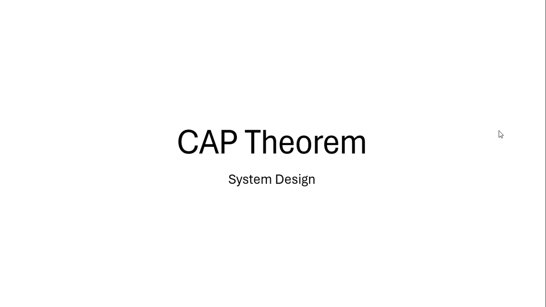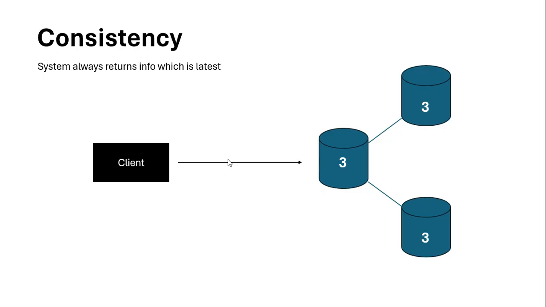Hi, so in this video, we are going to learn about CAP theorem. Before moving to the CAP theorem, we need to understand what these initials stand for. C stands for consistency, A stands for availability, and P stands for partition tolerance. Let us understand these concepts one by one.